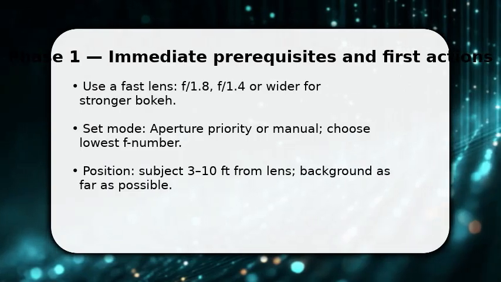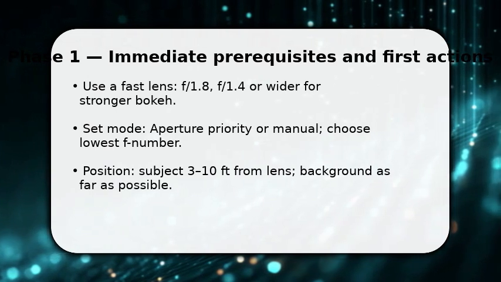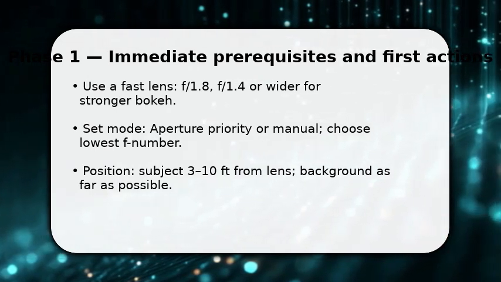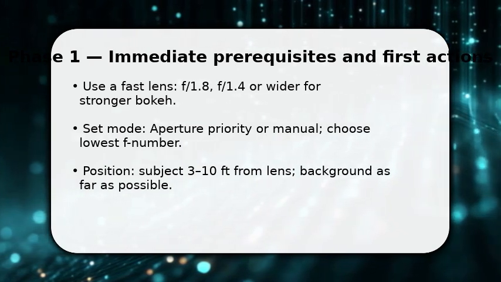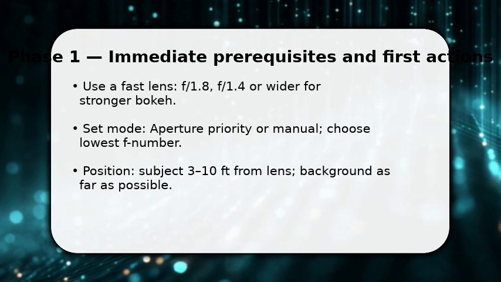You want bokeh now, so pick a fast lens and open the aperture wide. Set your camera to aperture priority or manual, then dial to the lowest f number your lens allows. That gives a shallow depth of field which blurs the background.